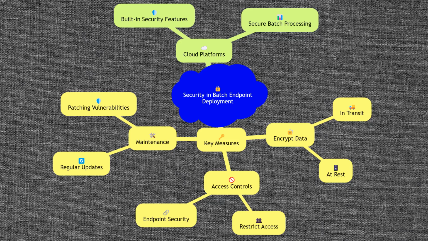Security is a critical aspect of deploying a model to a batch endpoint. This involves ensuring that the data being processed is protected and that the deployment environment is secure. Key security measures include encrypting data in transit and at rest, implementing access controls to restrict who can access the data and the batch endpoint, and regularly updating and patching the deployment environment to protect against vulnerabilities. Many cloud platforms offer built-in security features to help you secure your batch processing jobs.